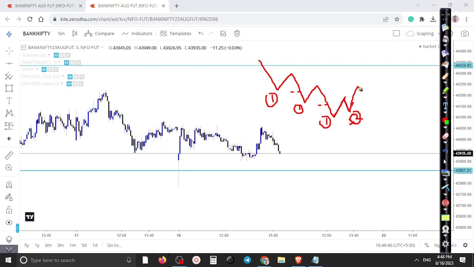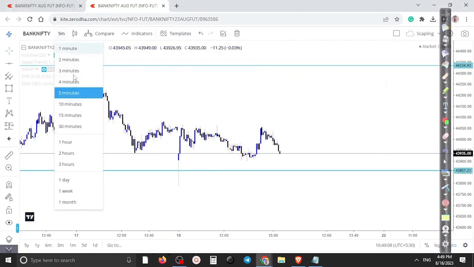All right. So once they break this neckline, that is our trigger point. We enter here in the opposite direction. This is the downtrend, but that is called a reversal trade. This is called counter trading, whatever you say. So that is the breakout, and we enter here. Let me show you where it happened.